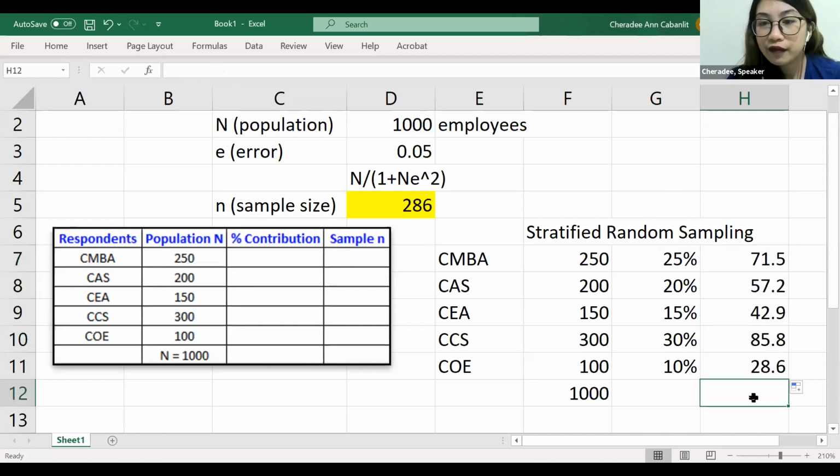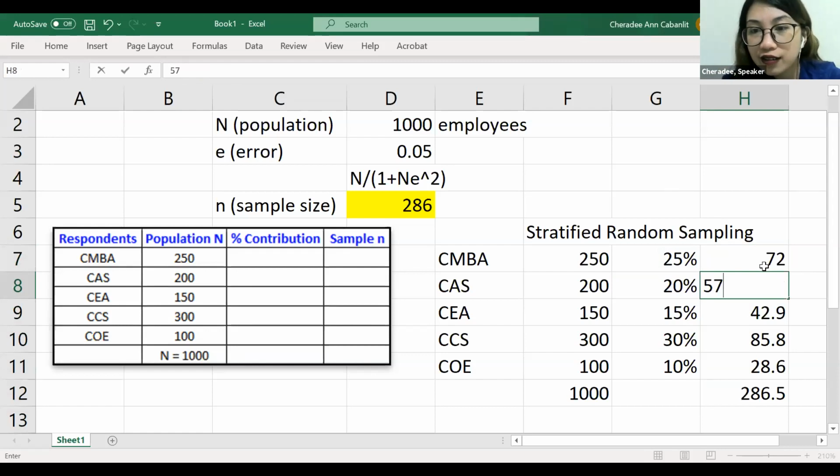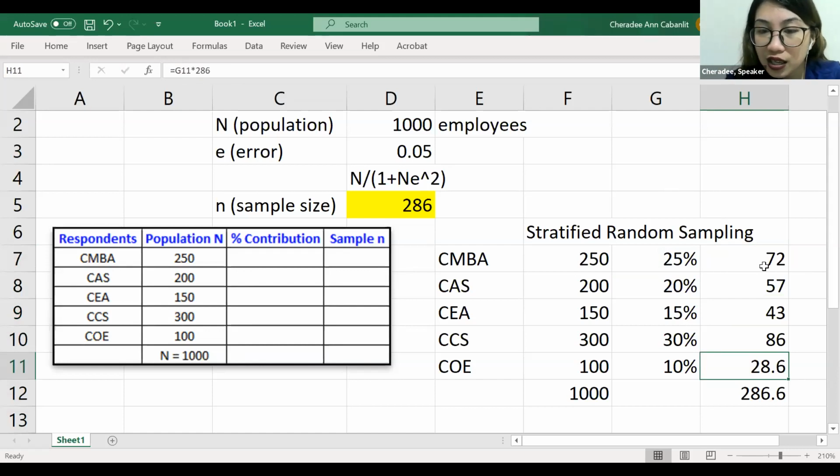So I have to sum this up. So this is where you maneuver. So 286, but you cannot give 71.5 questionnaires. So maybe you place this as 72. And then maybe this, sorry, that's 81. So 72, this is just 57. And then 43. 86, 28. Okay, so at least the total now is 286.